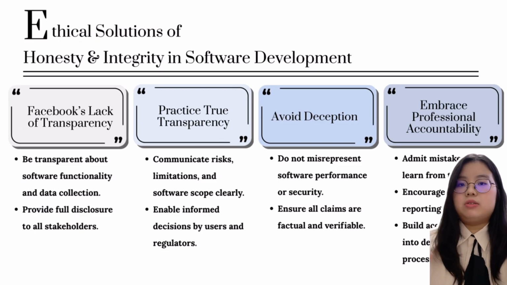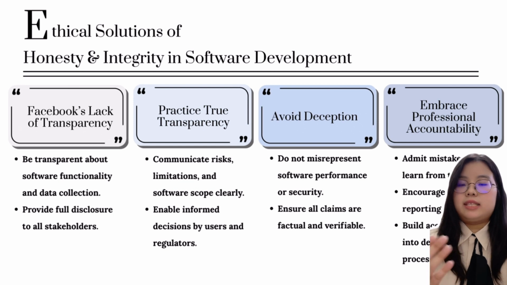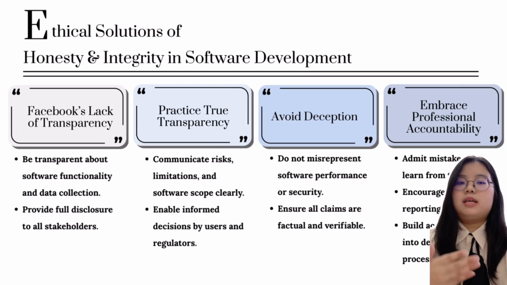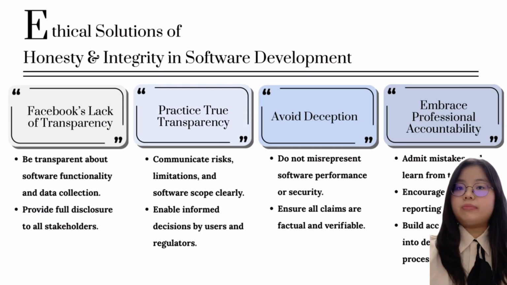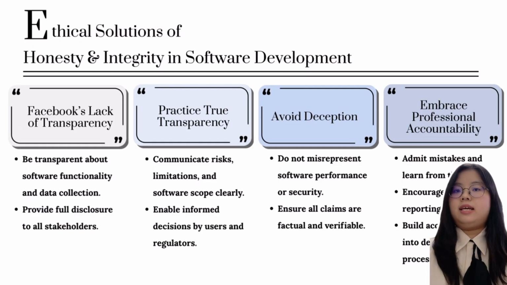Avoiding deception is also crucial. Misleading users about the security of data use, as Cambridge Analytica did, is unethical. Developers must make sure all claims are accurate. Accountability is key to ethical practice. Engineers should take responsibility, learn from mistakes, and encourage whistleblowing when necessary. With strong oversight, software development can stay aligned with public trust and integrity.